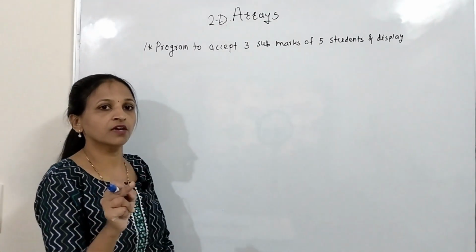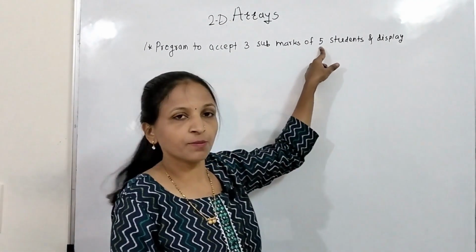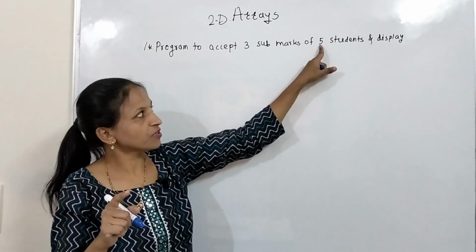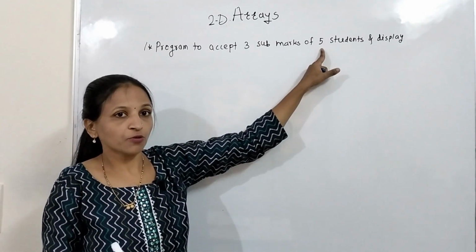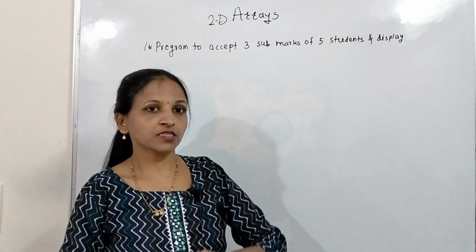This is the first way. Then we can create different one-dimensional arrays, meaning 5 one-dimensional arrays, because one one-dimensional array will represent 1 student. Then 5 different one-dimensional arrays having size 3, we have to declare. This is the second way.